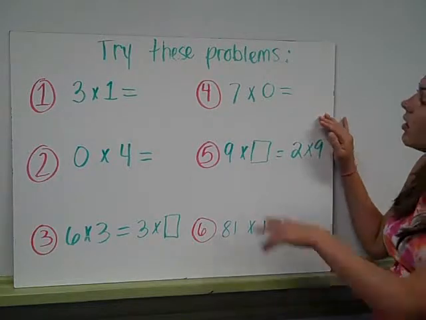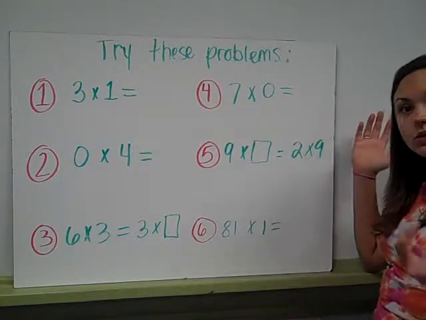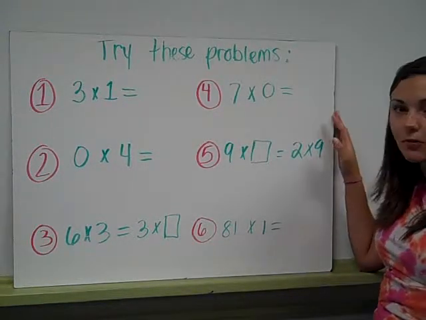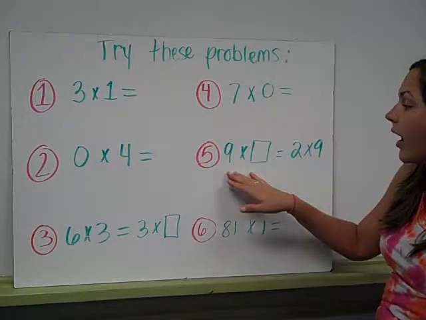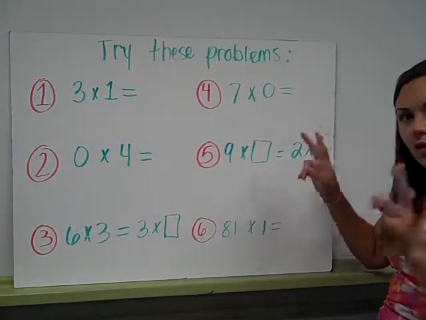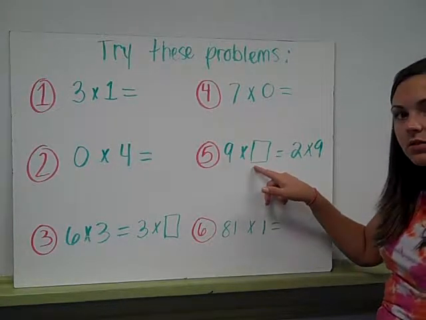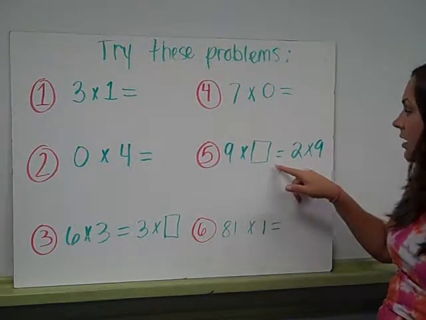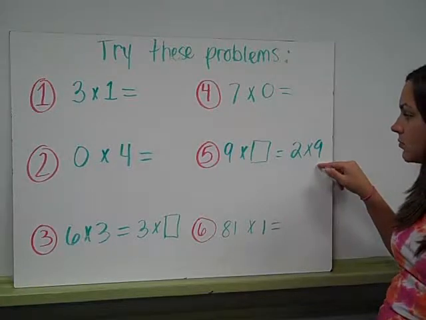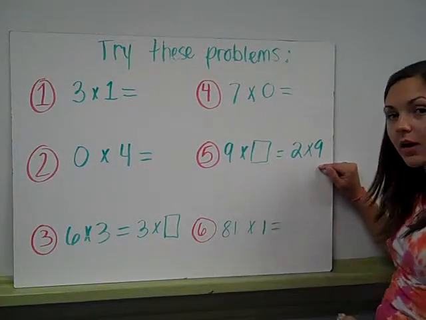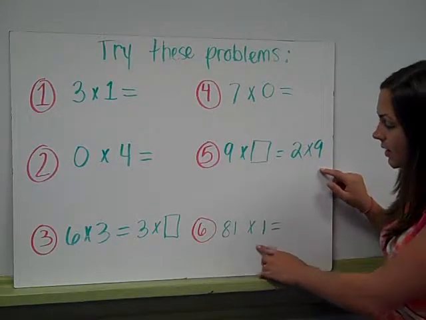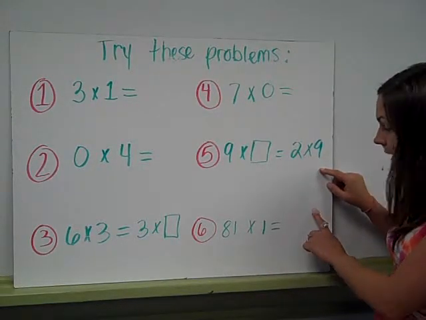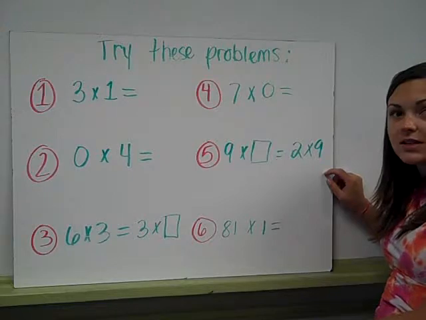Number 4, 7 times 0 equals what product? Tell me the property of multiplication that applies to that problem. Number 5, 9 times what? That's a box. I'm asking you to fill it in, equals 2 times 9. What property? After you fill in the box, make sure to label the property. And the last one, number 6, 81 times 1 equals what product? And tell me the property that states that product.